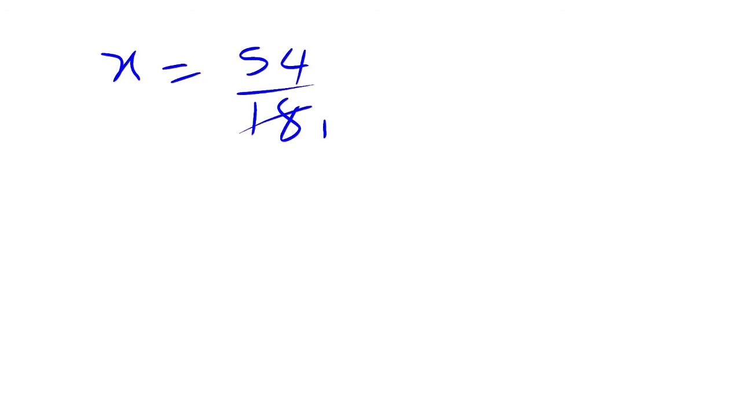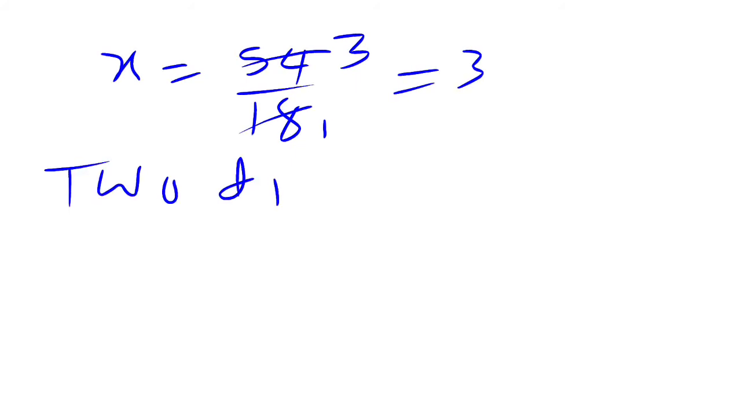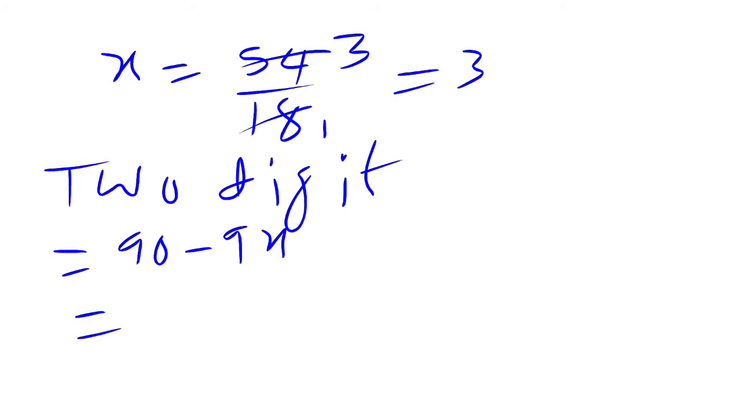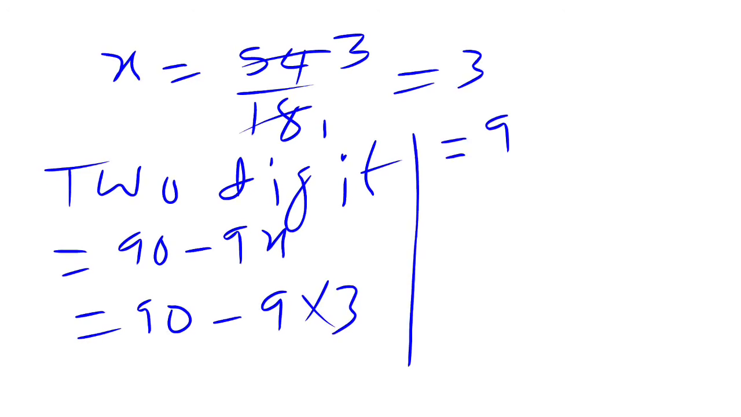So 18 ones are 18, 18 threes are, so x value 3. Let's write the 2-digit number. So our required 2-digit number is equal to 90 minus 9x. So 90 minus 9 into x value 3. So it is equal to 90 minus 9 threes are 27. So it is equal to 63.